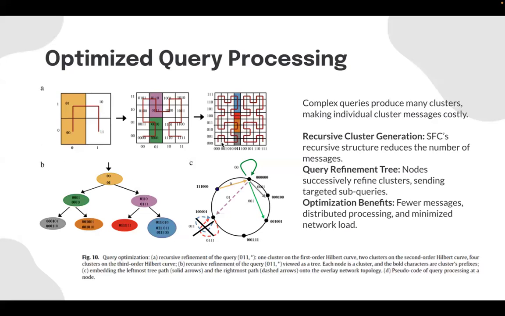So this is all the same process that is shown in A, B, and C, just shown in different visualizations, but this is the same process of recursive refinement of the query 0, 1, 1, and all of the other nodes on the y-axis. So basically, when we increase the order of the Hilbert curve, we get smaller and smaller areas. And this is the visualization as a tree, and this is the visualization on the circle.